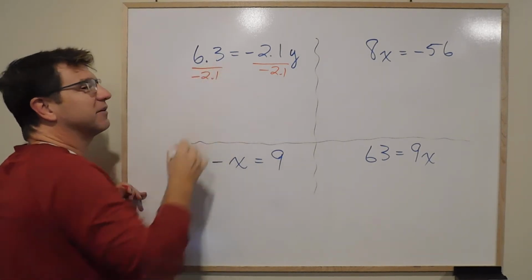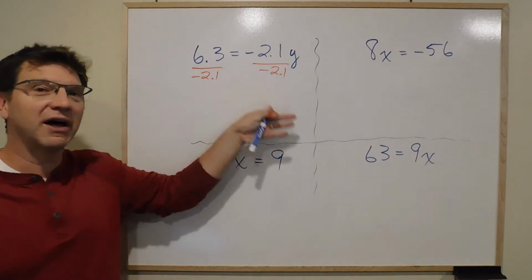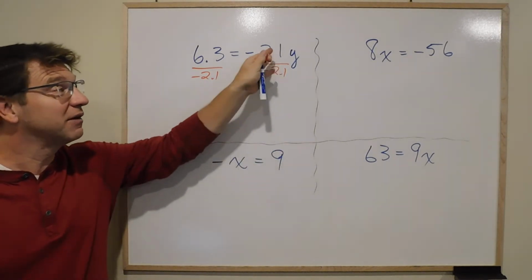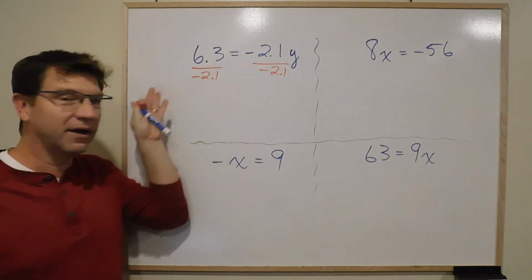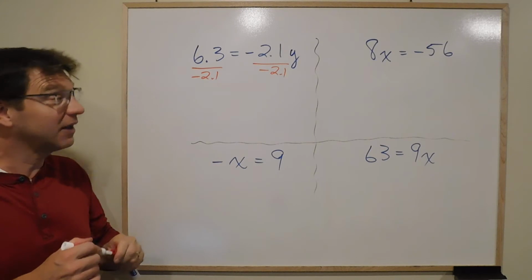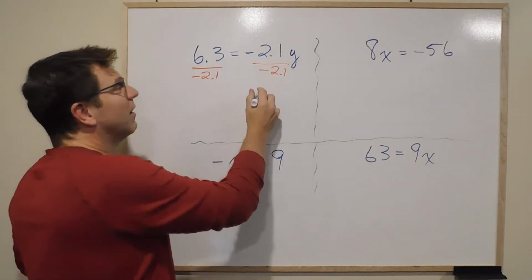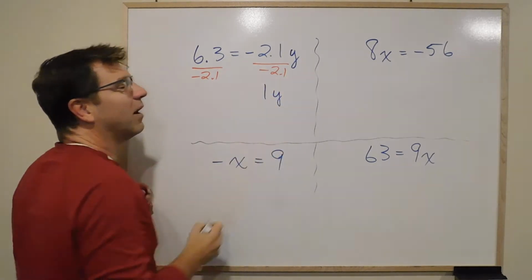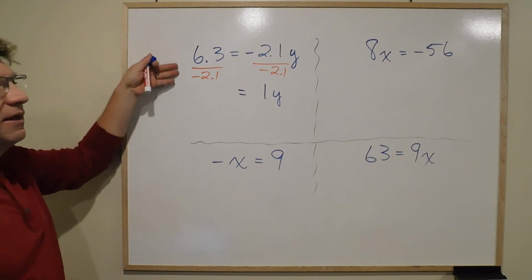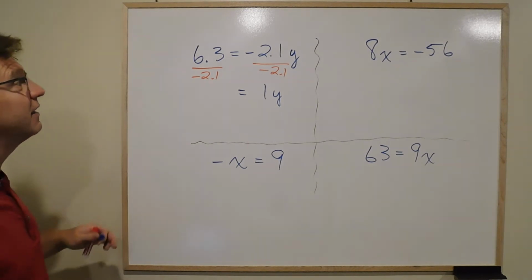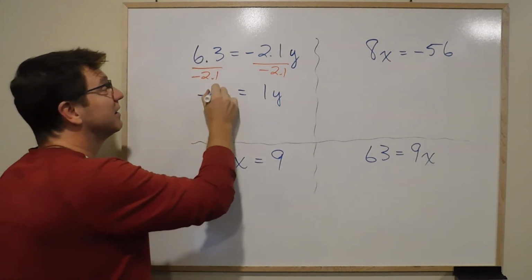Why do we have to do it on that side? Because we have to maintain balance. We have to maintain that equity position on both sides. So if I divide by negative 2.1 on this side, I have to divide by negative 2.1 on the left side as well. Why did I pick negative 2.1? Well, because negative 2.1 divided by negative 2.1 is 1, so we have 1y. Right? Over here, 6.3 divided by negative 2.1 is negative, because it's a positive divided by a negative, negative 3.